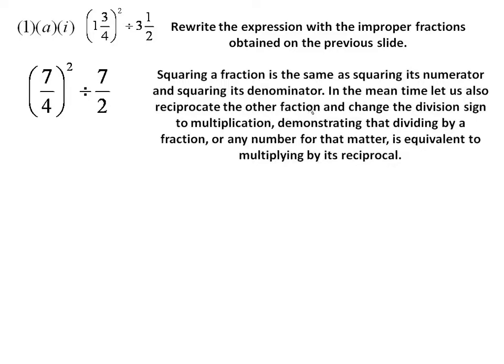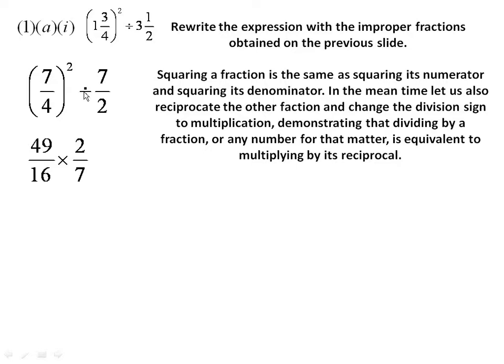Squaring a fraction is the same as squaring its numerator and squaring its denominator. So whereas we have 7 over 4 squared, to achieve the squaring of the fraction, we need to square the 7 and square the 4. In the meantime, what we have done is make use of the fact that dividing by any number for that matter is the same as multiplying by its reciprocal or multiplicative inverse. So, squaring the 7 we get 49, squaring the 4 we get 16.